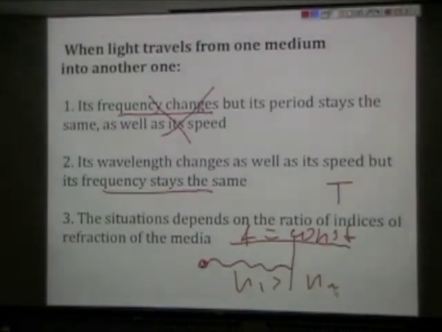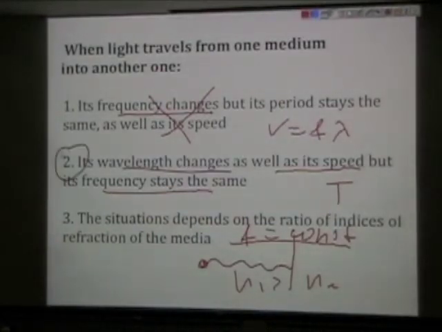What else changes? Of course, the speed of light changes. So speed changes, and speed, frequency, and wavelength are related like that, so wavelength changes as well. That's the right answer.